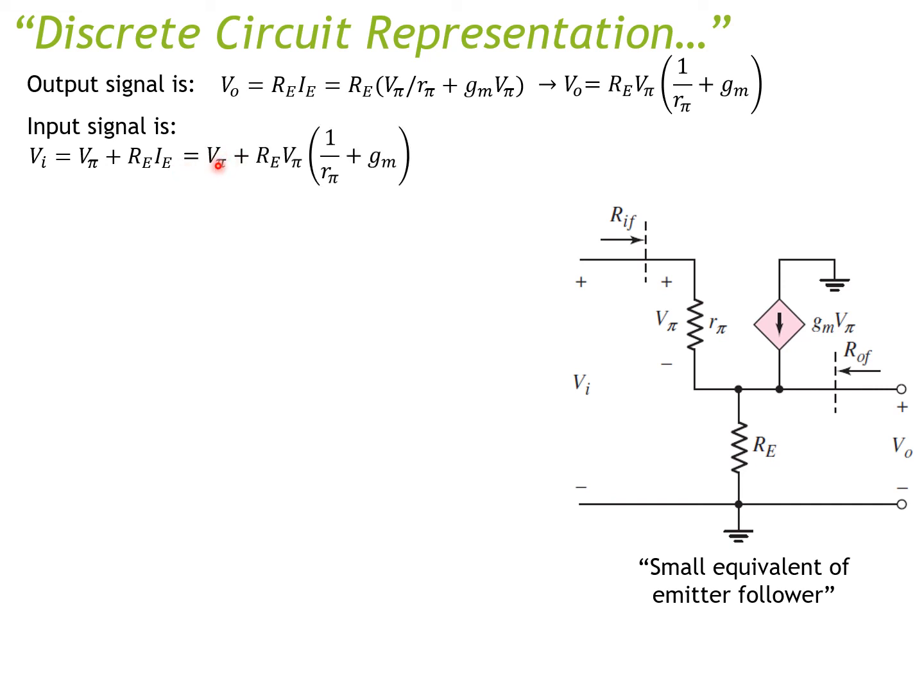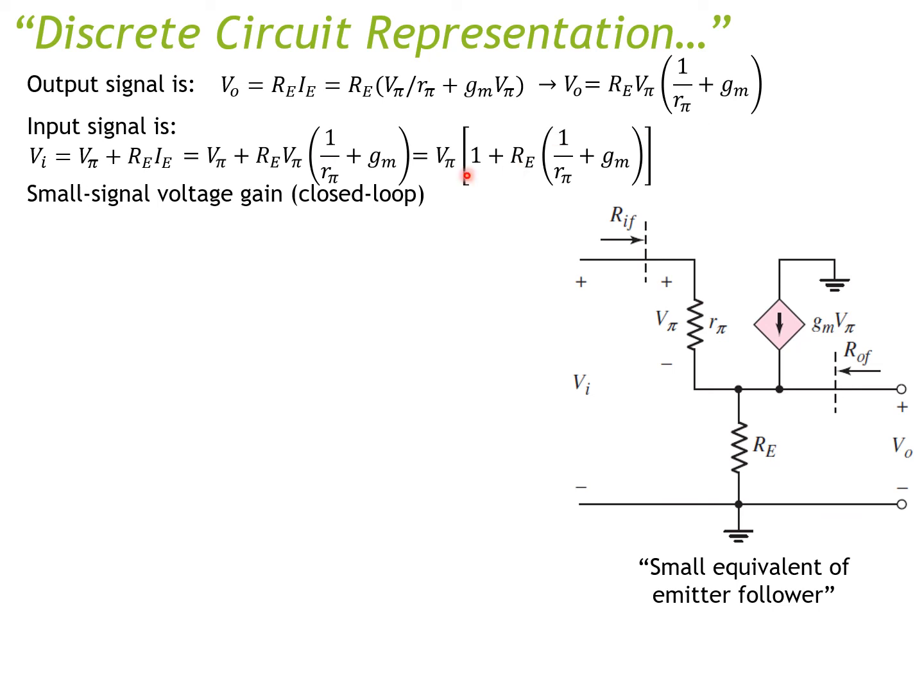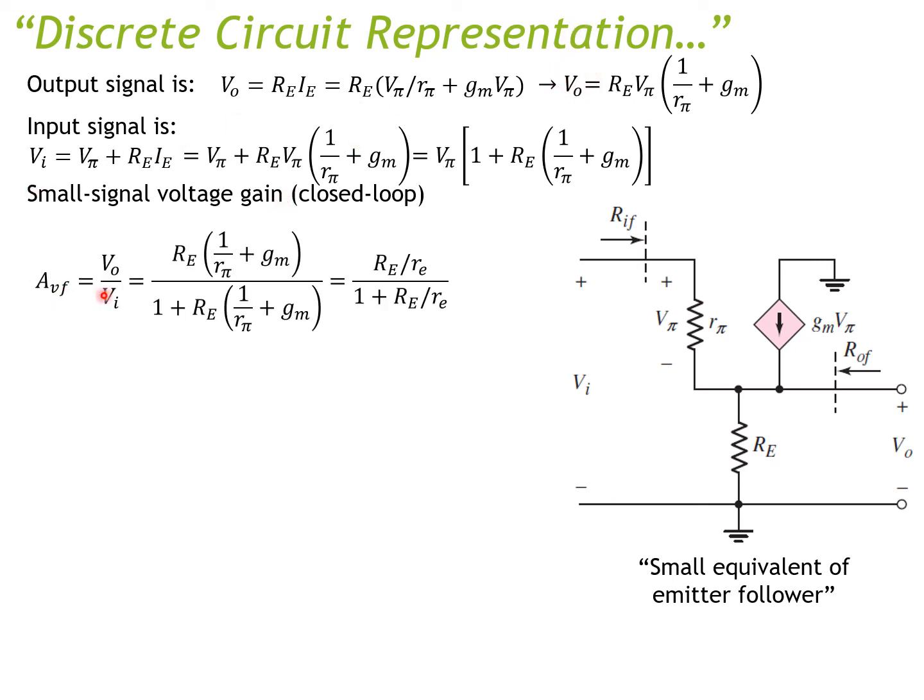Okay, now you have V pi plus RE, V pi times 1 over R pi plus gm. So if you factor out V pi, you can have this. Now for the small signal voltage gain, or the closed loop gain, just divide the output by the input. You can cancel out V pi. Now you have this.